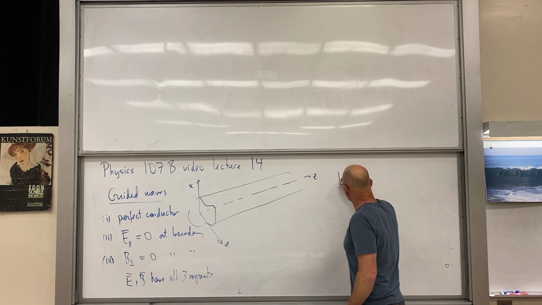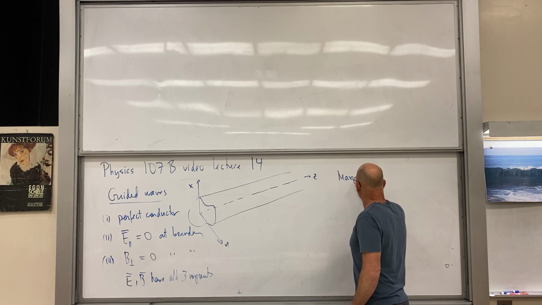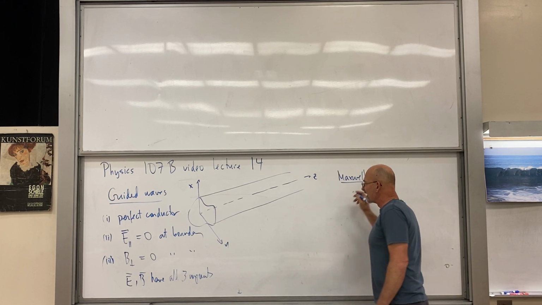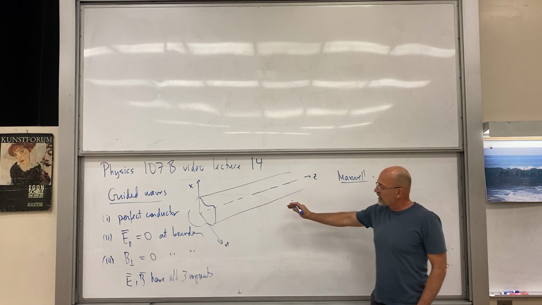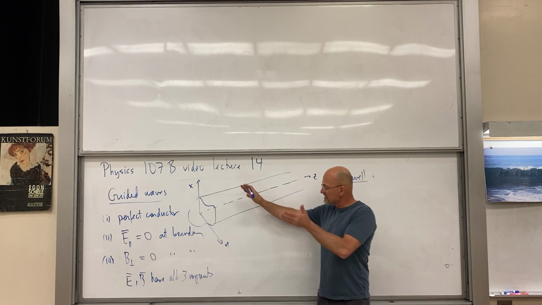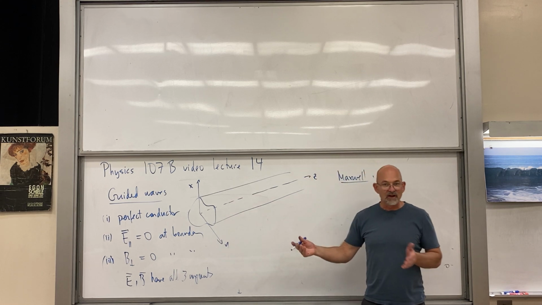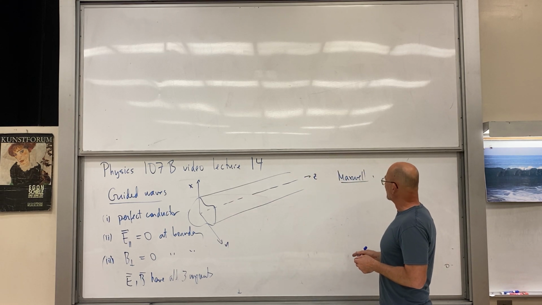Good, so what do we have? We have Maxwell essentially in vacuum, and then we're going to impose the boundary conditions. That's why it's a great problem. There are boundary conditions because of the size of the thing, and then we get eigenvalues, and it's interesting.